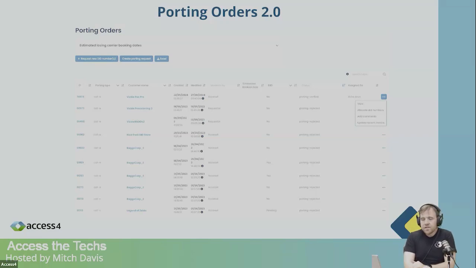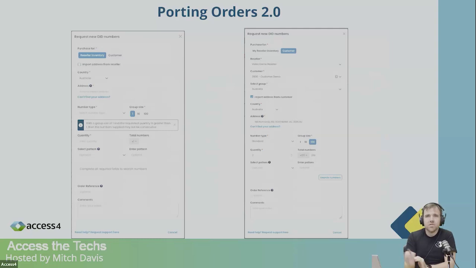The other nice thing that's coming up is requesting new DIDs. When you request a new DID, you do have the option of either your reseller inventory or a customer's inventory, so it doesn't have to go against a customer straight away. You can just put it into your inventory, put in the details from the address, how many numbers, all that kind of settings as normal. But when you do a customer's inventory, you can select which customer it is, which group it's going to as well, and you can import the address from that group. So you don't have to double handle, you don't have to put in the information again.